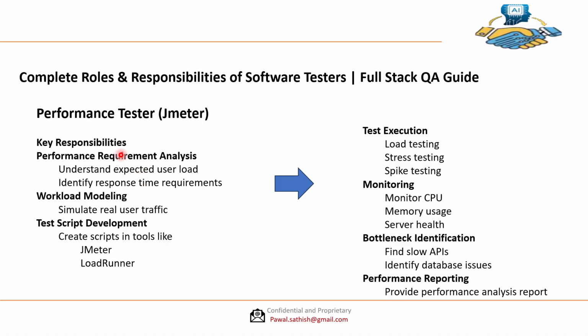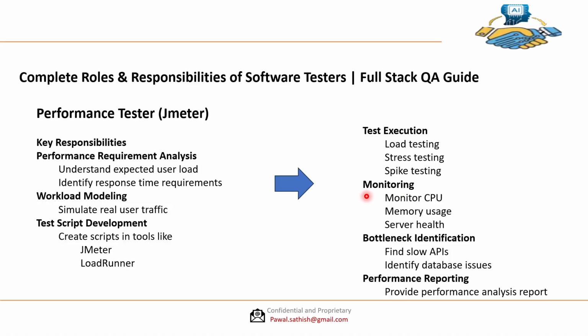Once the functional tester gives the go-ahead, we'll start the performance testing. The basic prerequisite for performance testing is that your functionality should be stable. Then we'll apply more load and do the execution. We'll do load testing, stress testing, and also spike testing.